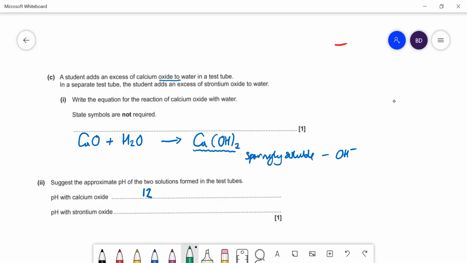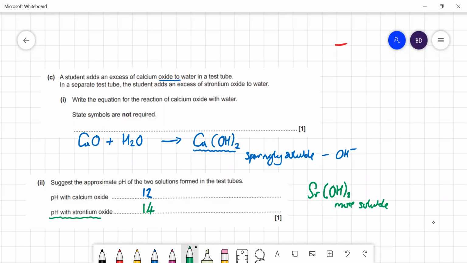Now with strontium oxide, you get exactly the same reaction. It forms strontium hydroxide, but that is quite a bit more soluble than calcium hydroxide. So you get a higher concentration of OH minus ions, and a higher pH. So if you put 14 there, that would be fine. I think if you look in the mark scheme, as long as they're both greater than 7, and this one is greater than the value for calcium, you get the marks. But you'd probably get about 12 for the calcium and about 14 for the strontium.